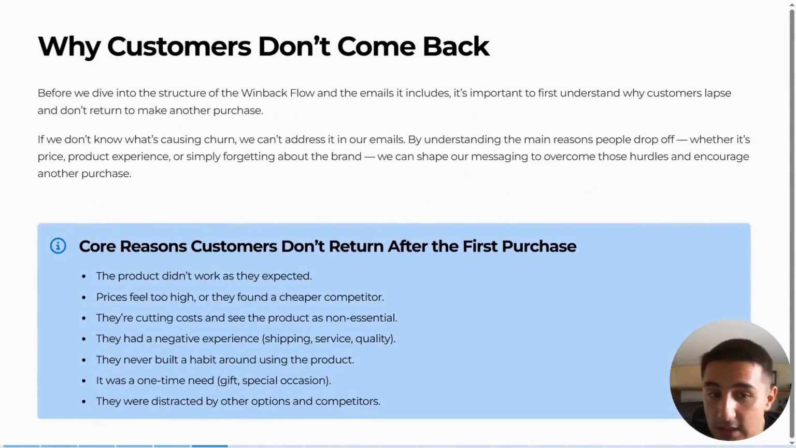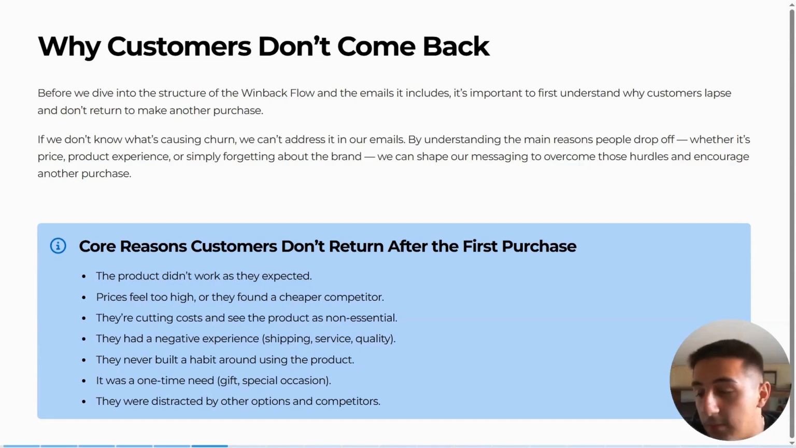Now, why don't customers come back? So before we dive into the structure of the win-back flow and the emails it includes, it's important to first understand why customers lapse and don't return to make another purchase. Now, if we don't know what's causing churn, we can't address it in our emails. So by understanding the main reasons people drop off, whether it's price, product experience, or simply forgetting about the brand, we can shape our messaging to overcome those hurdles and encourage another purchase.